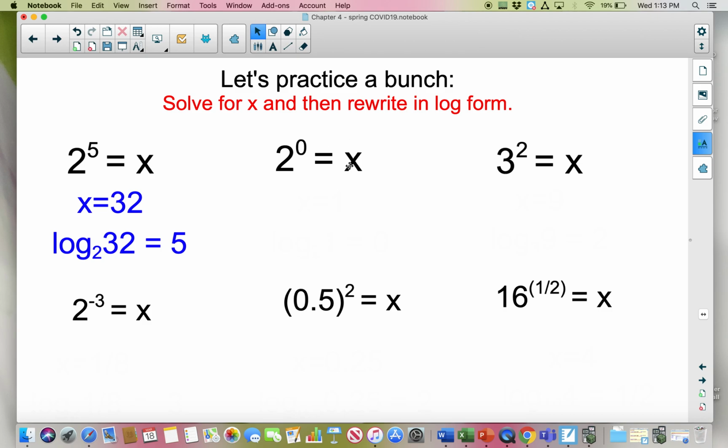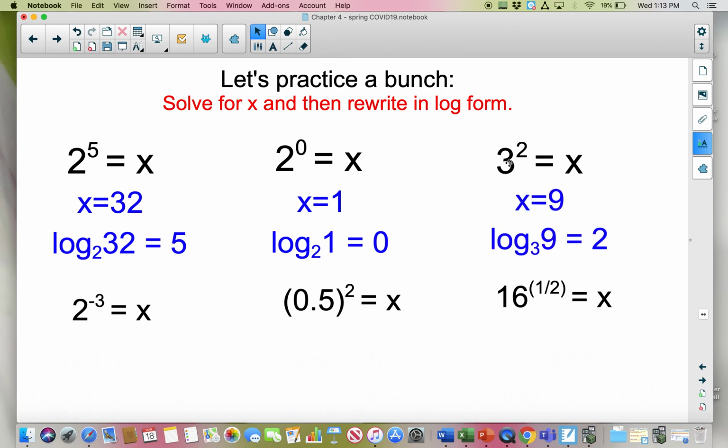All right, 2 to the 0 is x. Anything to the 0 is 1. So we know x is 1. Log base 2, they're both bases of 2. Log base 2 of 1 equals 0. 3 squared, obviously 9. So log base 3 of 9 equals 2.